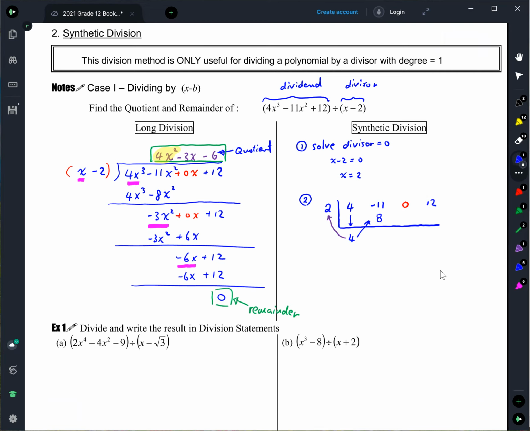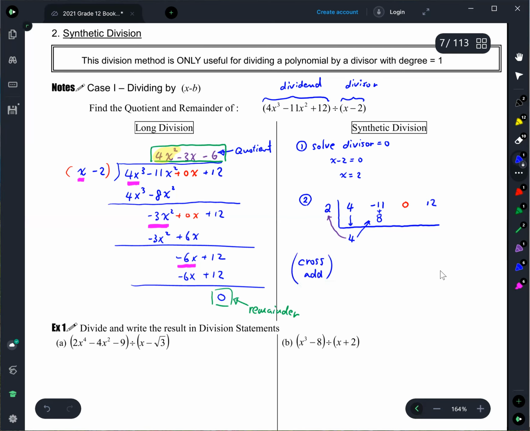And then instead of subtracting, you will be adding. So first you cross over. After you multiply, you cross, and then you add. Cross the number, cross the answer over and add them up. So -11 plus 8 is -3. This -3 is like the -3x.